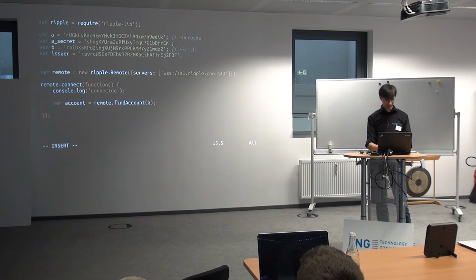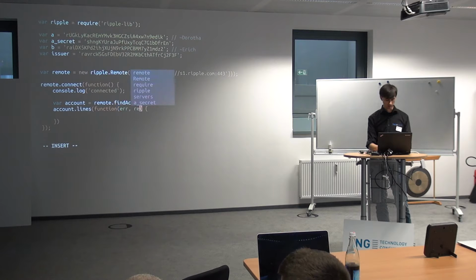So now we have the account object, and we can ask the account object for the lines, which are the trust lines we just talked about. And what most of the Ripple functions give you is a callback, because everything is asynchronous, right? And we get basically an error and a result back. And then in the result, we have the lines, and we can just loop over them.